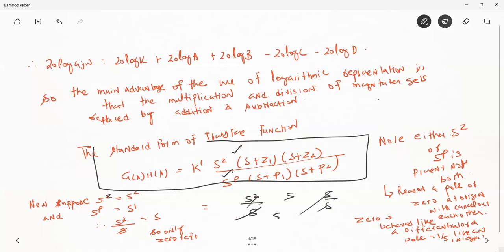So at a time only one exists. Suppose this is my another value, S cubed. So this gets cancelled. So only one will act. 1 by S behaves as an integrator, okay? Poles, and S behaves as a differentiator. This thing you have to keep in mind.